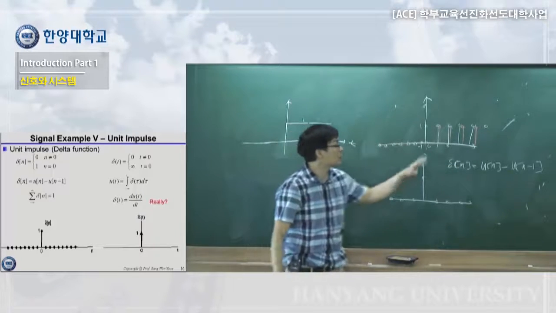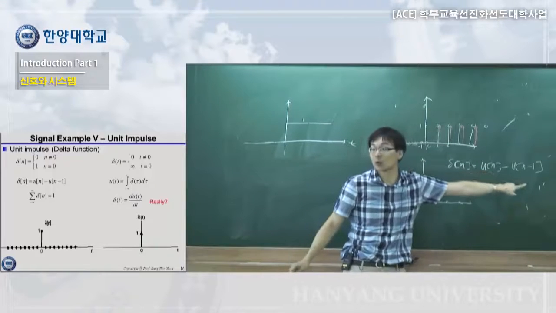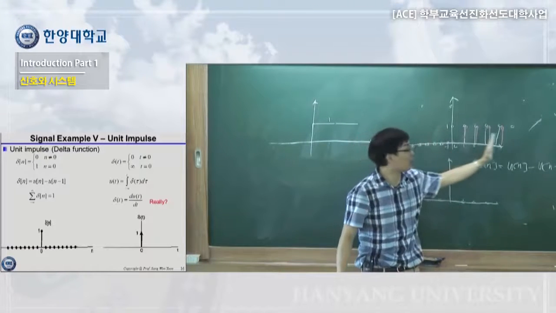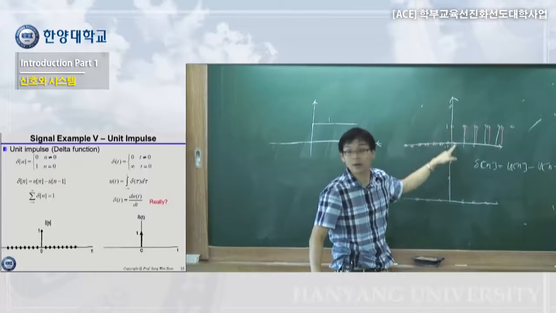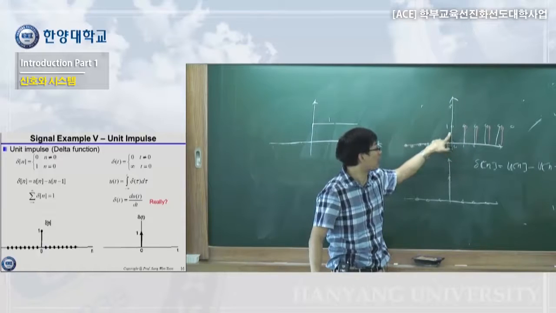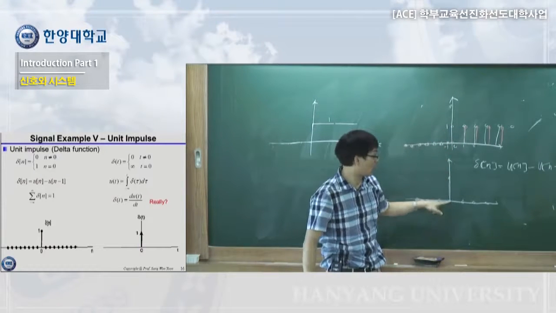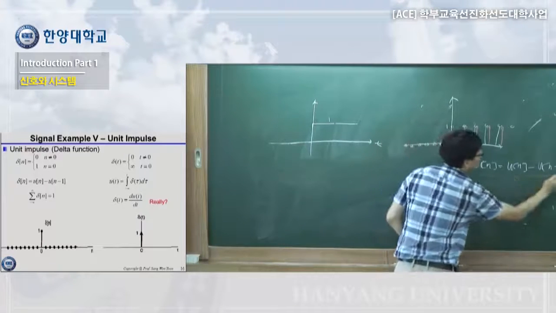So if you subtract this one, the white one, by this one, the red one, the other parts are overlapping, so they cancel out. But only this one at 0: the white one is 1, but the red one is 0. So when we subtract them, we only have this. That's how we define the delta function.